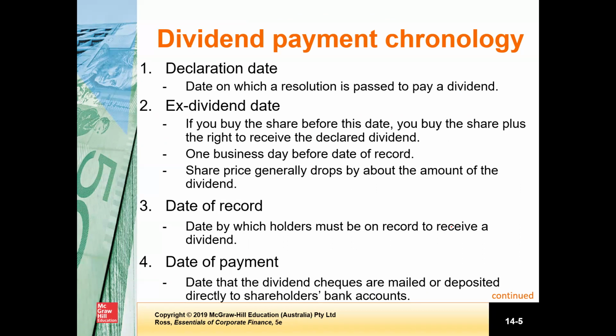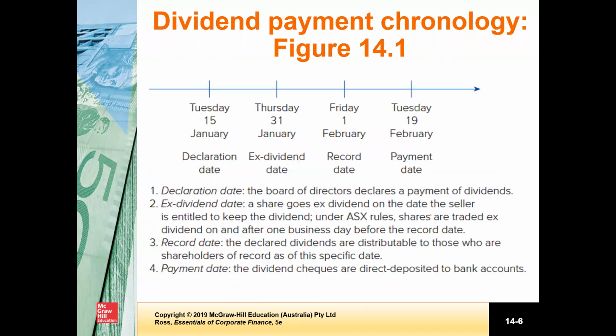Now, dividend payment chronology. The mechanics of a cash dividend payment can be illustrated by a figure that I can show you here, which is figure 14.1. So you can see that there are different dates. For example, Tuesday, January 15 is declaration date. So declaration date is the date board of directors declares a payment of dividend.